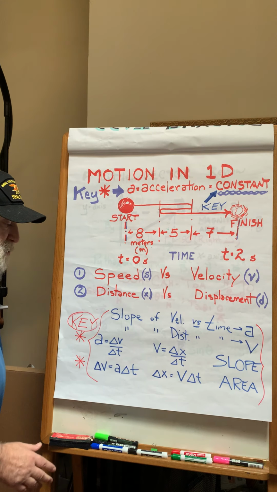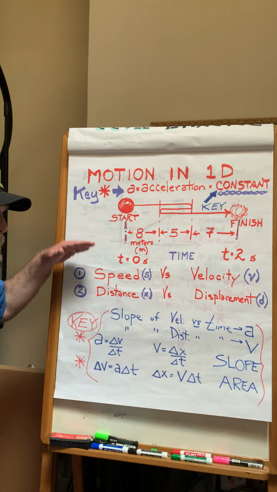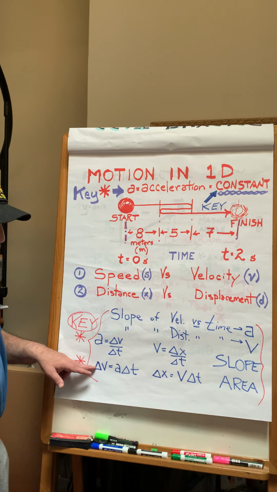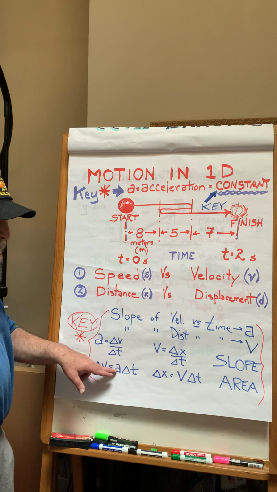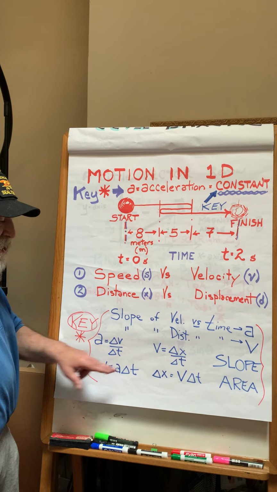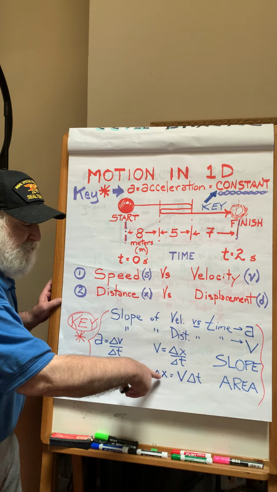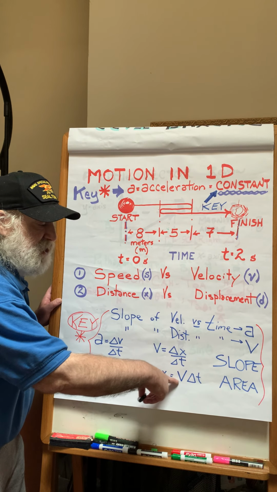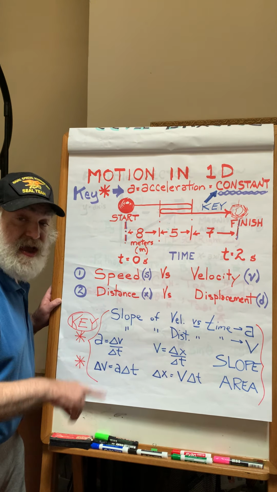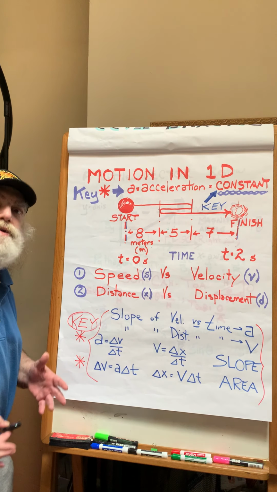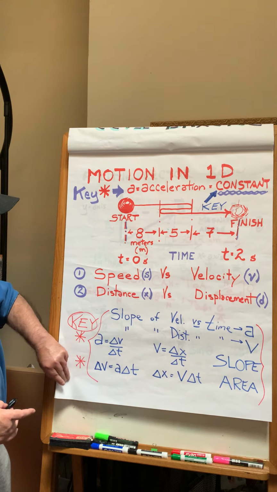And we can also talk about what the areas underneath certain curves mean. The area under the acceleration versus time curve is the change in velocity, and the displacement is the area underneath a velocity curve. We'll learn more about that. It'll be easier for you to see that when we do some examples.